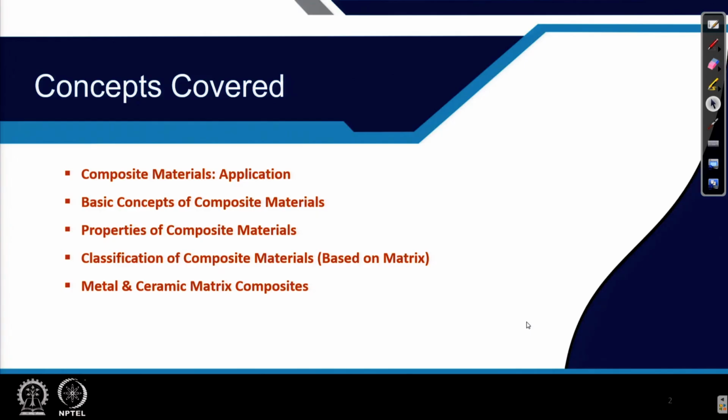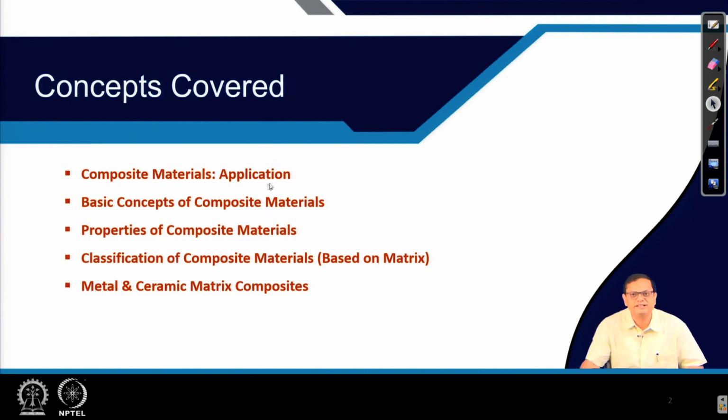In this class, initially I will talk about the various applications of composite materials, and then I will discuss the basic concepts of composite materials, followed by the different kinds of properties we see in composite materials. Then we will move to classification of composites based on matrix materials, and if time permits we will talk about metal and ceramic matrix composites.